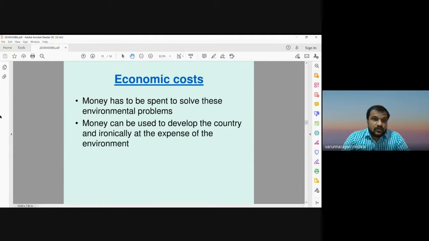Okay, so moving to the economic cost, money has to be spent to solve these environmental problems. The money could be used to develop the country, but ironically it is spent at the expense of the environment. Okay, so economic cost is also there because of the rapid population growth. Obviously there are increased economic activities, but those economic activities may also cause some environmental problems, and the money can be used to develop the country, and ironically at the expense of the environment.